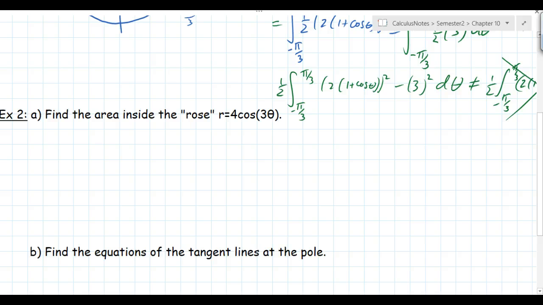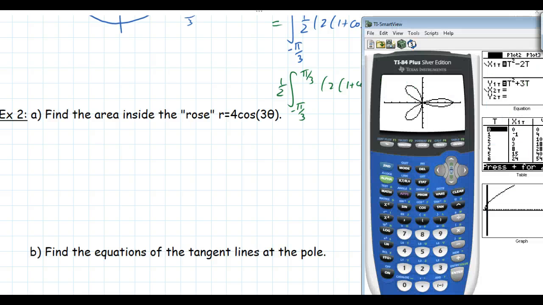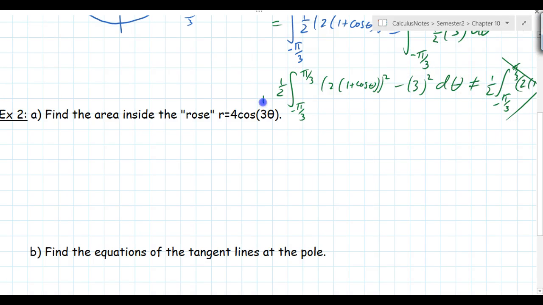Okay, so for the next one, if we graph r equals 4 cosine 3 theta, this is a 3-petaled rose that I have shown on the graphing calculator here. Does anyone remember the pattern of how you can tell how many petals it's going to have from the equation? If it's odd, then it's the number inside the cosine or the sine function. So in this case, 3 is odd, so it's going to have 3 petals.